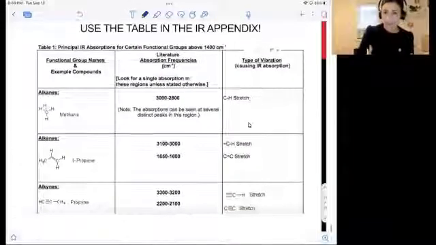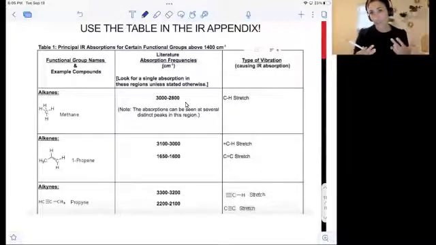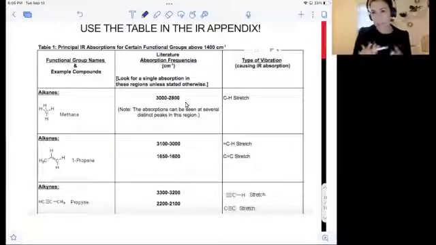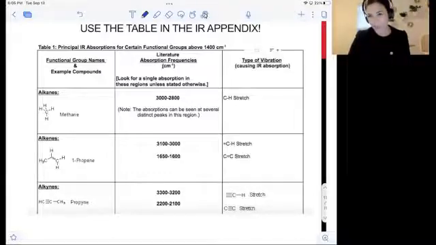You can take a look at the IR appendix linked in the lab manual. It'll list different functional groups and the approximate ranges in which you would expect to find evidence of absorption if that functional group is present in your molecules. Hopefully this will help you get one step closer to identifying the structure of your unknowns, and you'll get some extra practice with this in the coming weeks and as the semester progresses.